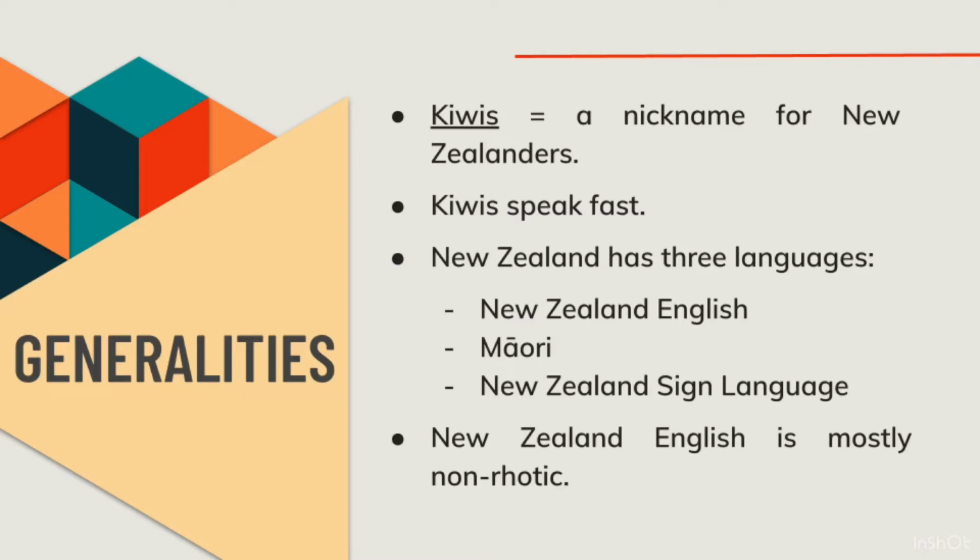Secondly, you should know that New Zealand people speak really fast and sometimes it is quite hard to understand what they say. Now, this country has three official languages. They are New Zealand English, Maori, and New Zealand Sign Language. Finally, you need to know that New Zealand English is mostly non-rhotic.